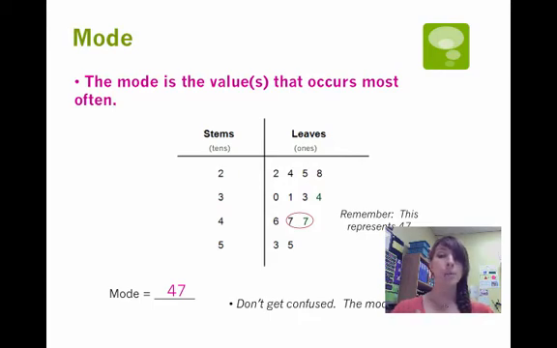If it helps you, you're going to have to go both ways eventually. By the end of the year, you have to be able to create a stem and leaf plot based on a set of data that I give you, and you're also going to have to take a stem and leaf plot and write the numbers out in the traditional form.